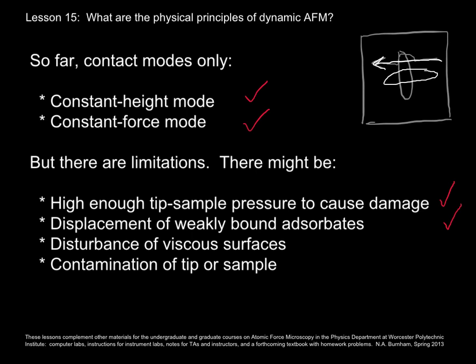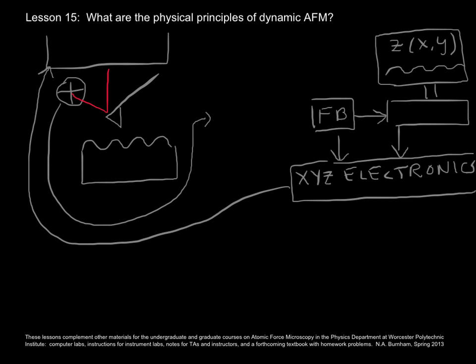Disturbance of viscous samples. Think of spreading your peanut butter on your bread and then rastering your finger back and forth through it. You leave a little trail with your finger, and you're not getting a good representation of the surface. And finally, if your tip or your sample must remain absolutely clean, you don't want any contact at all between the tip and the sample. So what can you do?